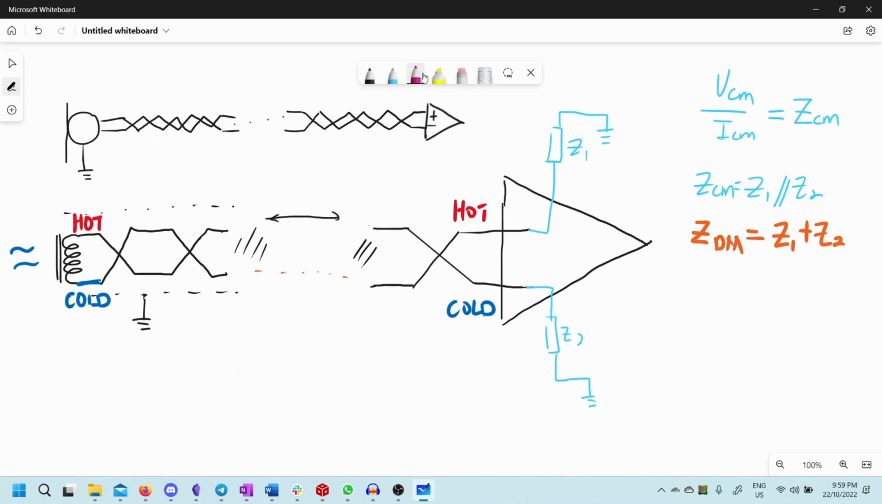The differential mode impedance is the impedance that would be seen by a signal that is present across our hot and cold lines. The common mode impedance is the impedance that is going to be seen by a signal or a current or a voltage or whatever that is present across both the hot and cold sides at the same time.